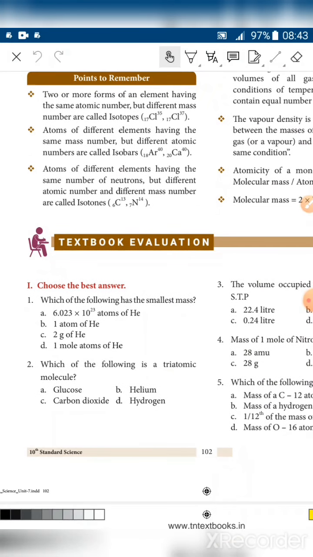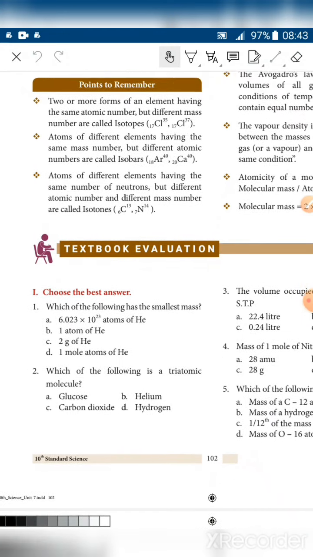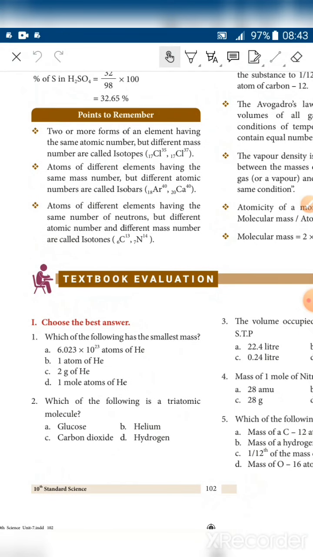Similarly, one more term is there, called isotones. Isotones are different from isobars and isotopes. Different elements, different atomic number, different mass number. All three are different. Carbon and nitrogen are two different elements, and their atomic numbers are 6 and 7, mass numbers 13 and 14. So what will be the similarity in this case? The number of neutrons will be the same.